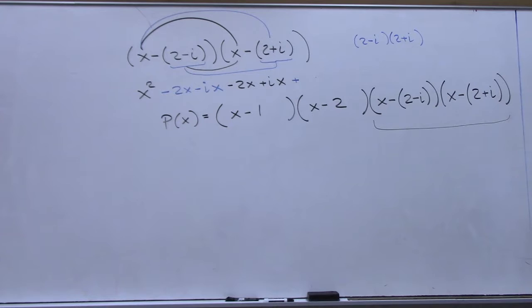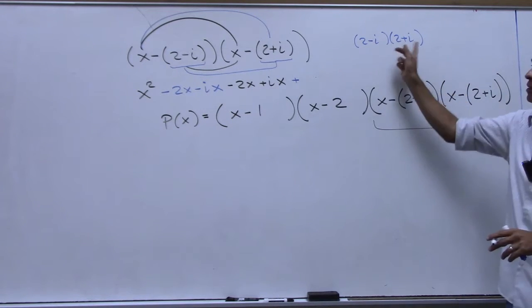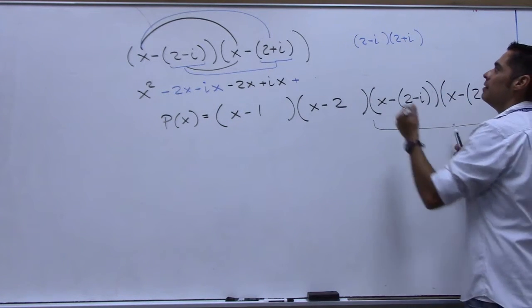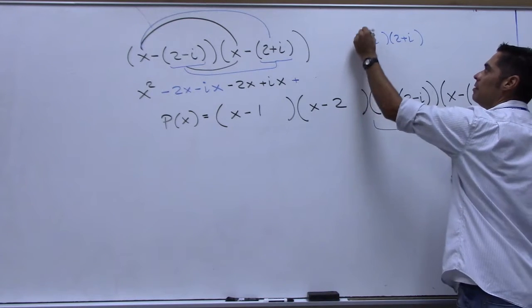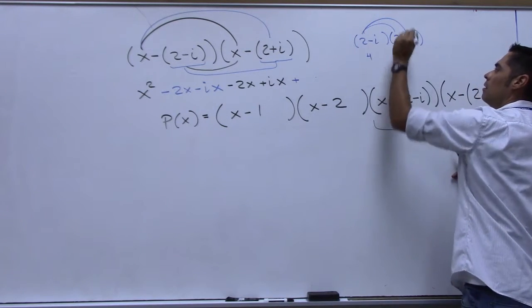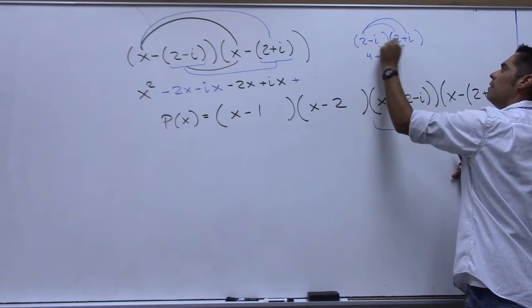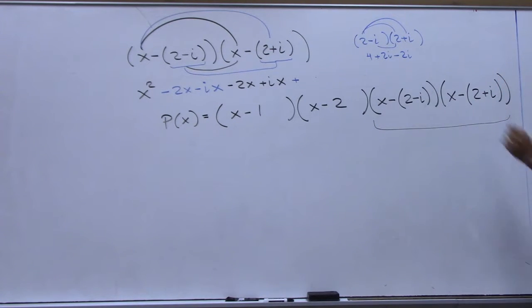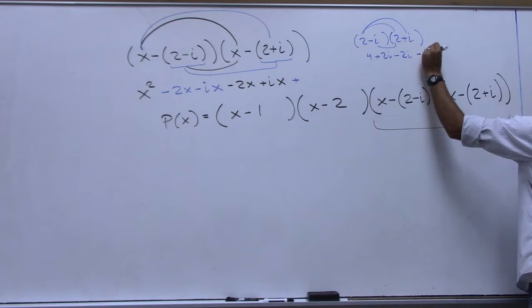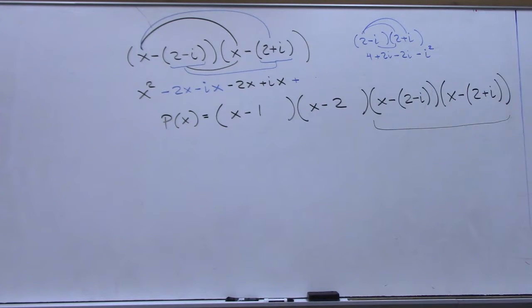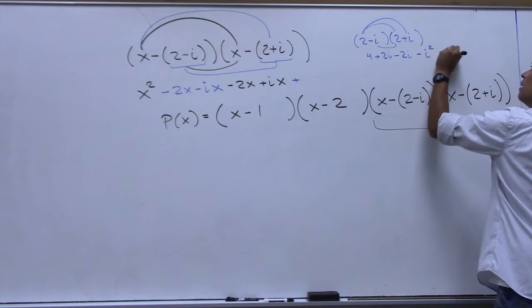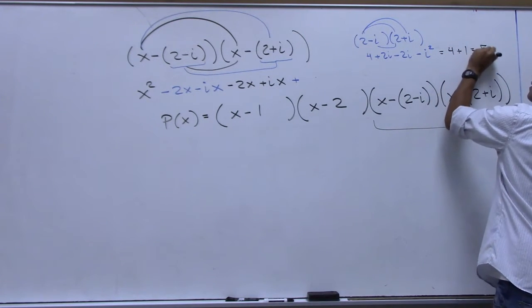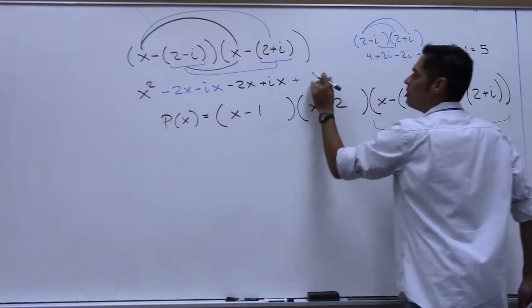Right? So can you do that little thing here? What do you have? 4 plus 2i minus 2i, and then the very important one at the end, negative i squared. But i squared is negative 1, so plus 1. So that's 4 plus 1 over here, which is 5. So 5.